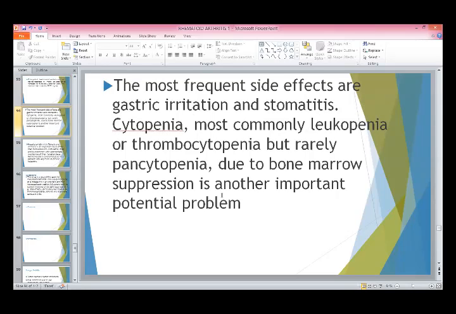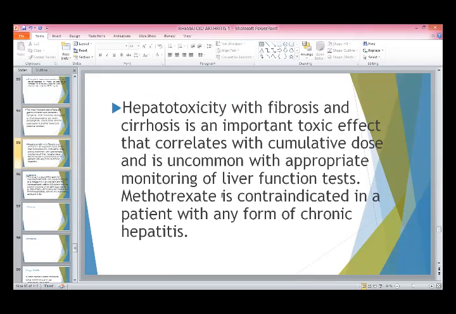The most frequent side effects are gastric irritation and stomatitis, and it can cause cytopenias. Hepatotoxicity with fibrosis and cirrhosis is an important toxic effect of methotrexate, and that should be kept in mind. Methotrexate is contraindicated in patients with any form of chronic hepatitis. If the patient has chronic hepatitis or evidence of impaired liver function tests, methotrexate is contraindicated.